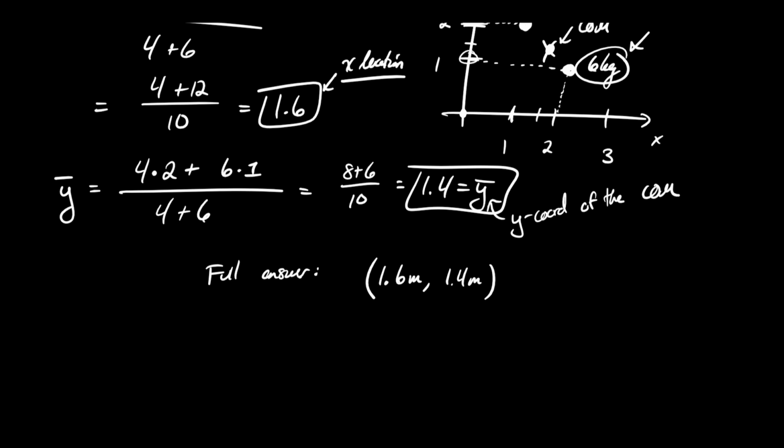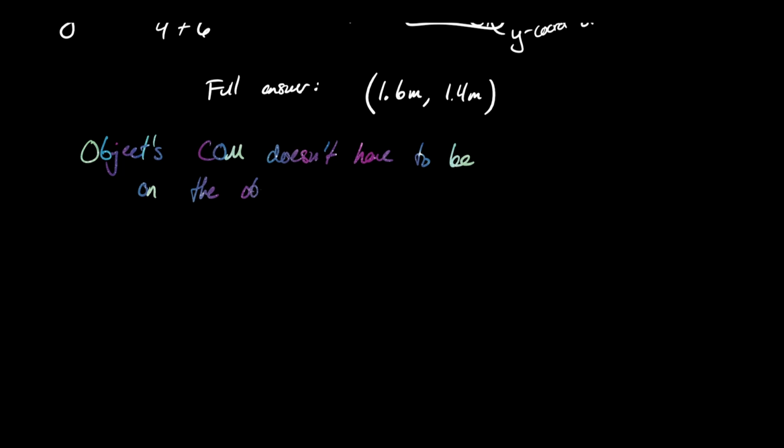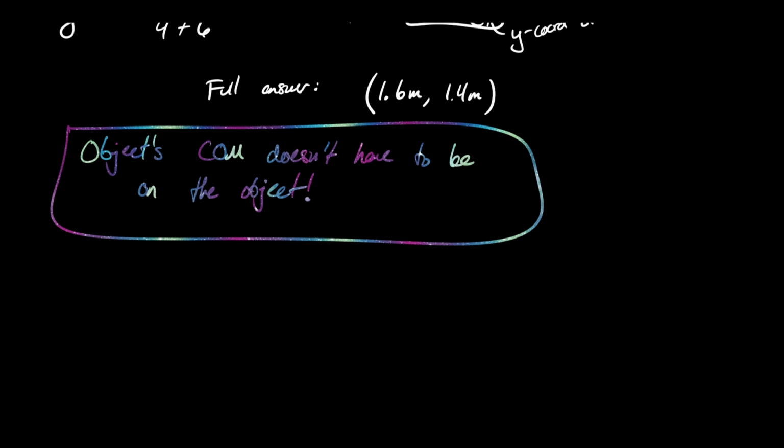Okay, one more thing to point out here before I go on to one of the last examples is that an object's center of mass, and I will write this in Galaxy Pen, an object's center of mass doesn't have to be on the physical material of the object. This is just in Galaxy Pen because it's a classic trick question.